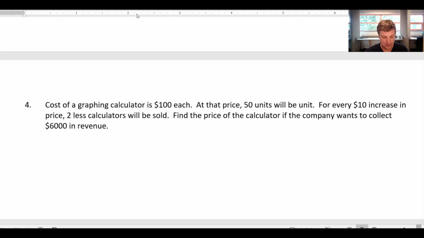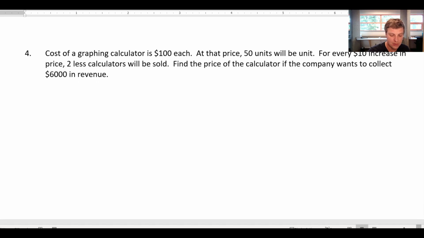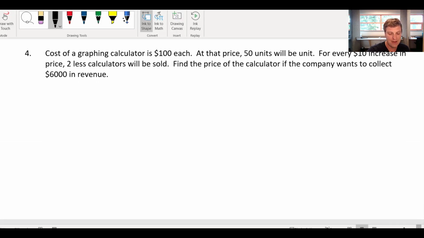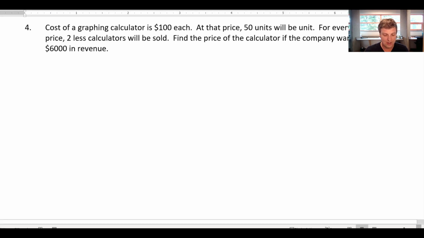So let's look at one more here. Now this is kind of a tricky problem. We're going to get back to having to come up with our own equations. And again, I mentioned that's where these get really tricky. So the cost of a graphing calculator is $100 each. At that price, 50 units will be sold. For every $10 increase in the price, 2 less calculators will be sold. Find the price of the calculator if the company wants to collect $6,000 in revenue.